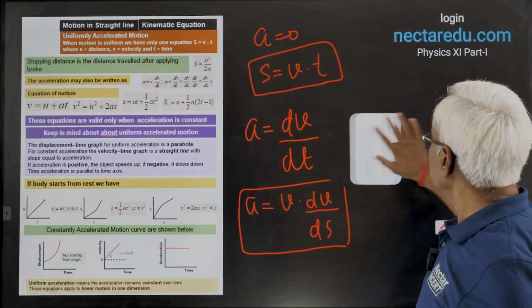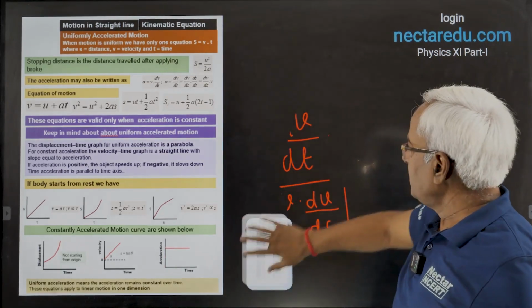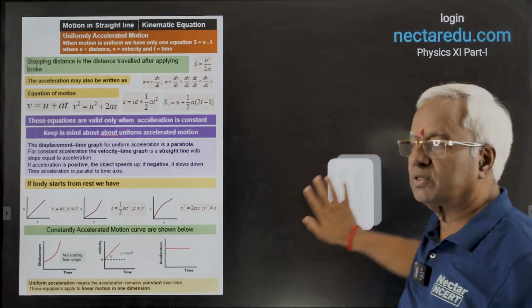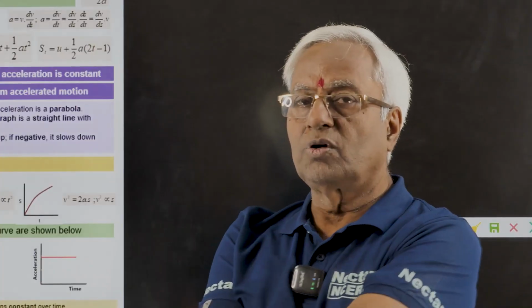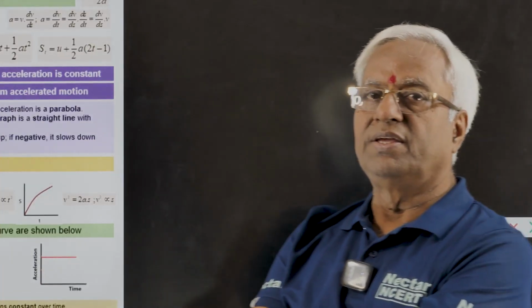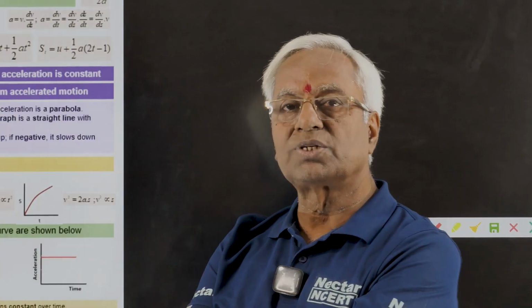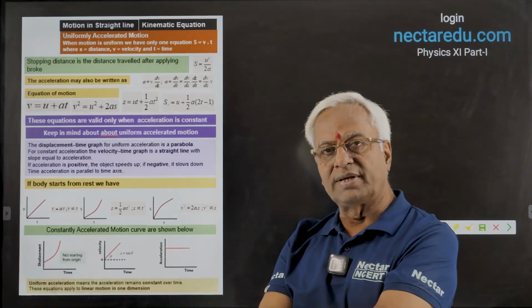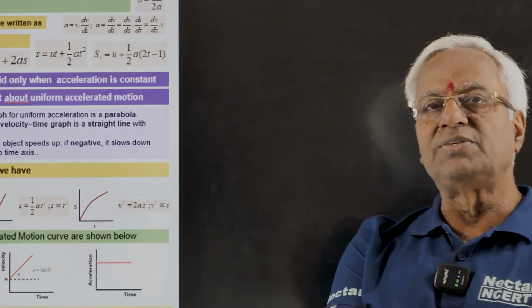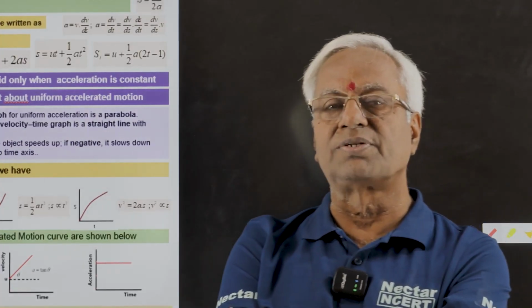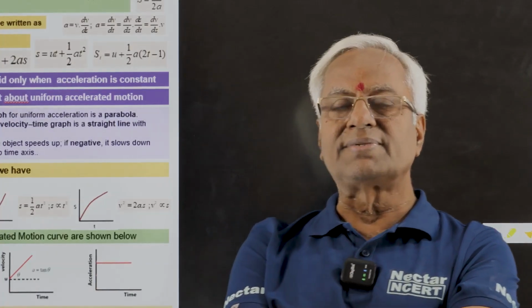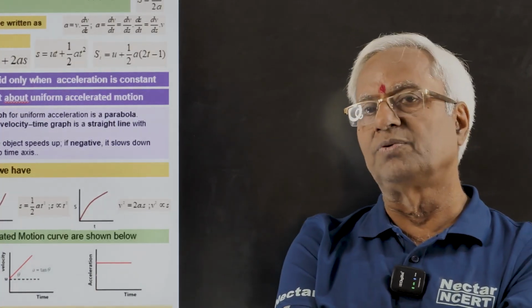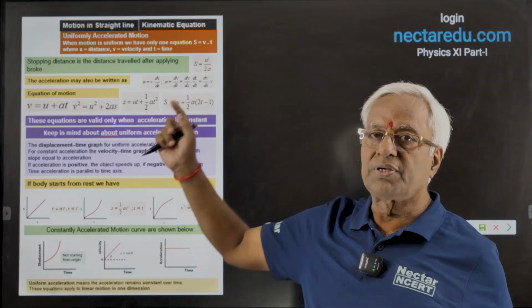Now, what are the equations of motion? Basically, there are 4 equations of motion. In almost all the equations, you are having a. What is a? That's a constant acceleration. So one must emphasize one very condition, that in all these equations, acceleration must remain constant. This shall be assumed, only then you can refer to these equations.